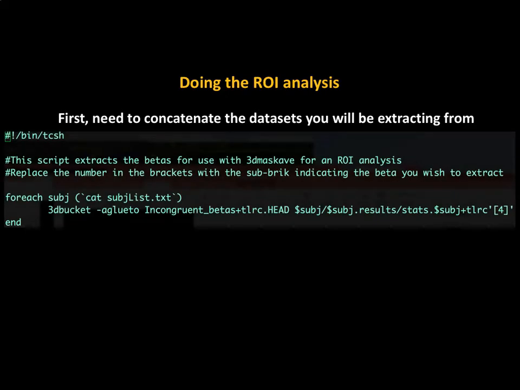You have a script in your Flinker directory called extract_betas.sh. This is really a template. I'm not going to use this exact same command, but I'll walk through a little bit of what this is doing because scripting is also something that we're going to talk about a little bit today.